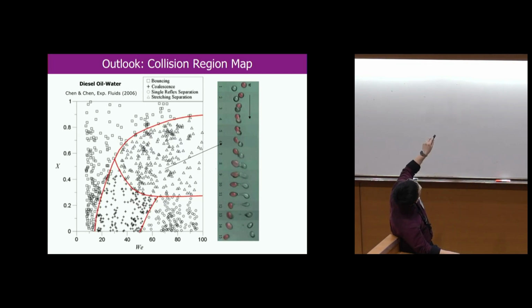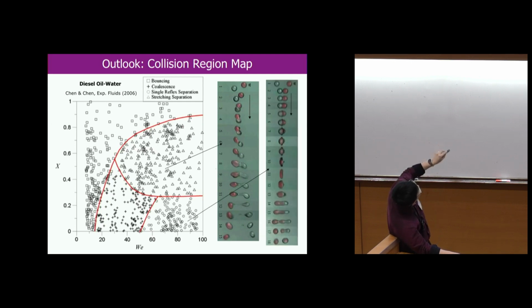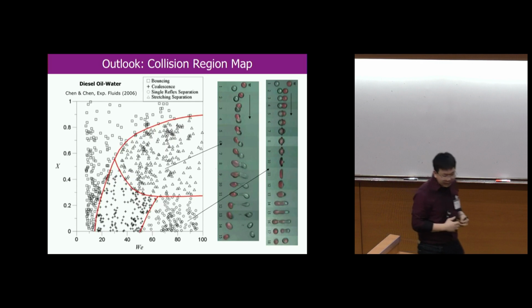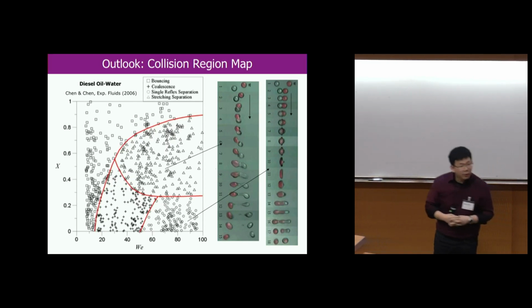This is what they call the stretching separation. You can also get what they call this single reflex separation. So basically, they come together, but because the kinetic energy is so high, this droplet basically gets pinched off. So I think this is a really, really rich problem to look at.